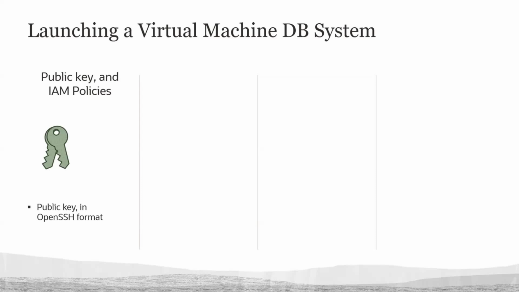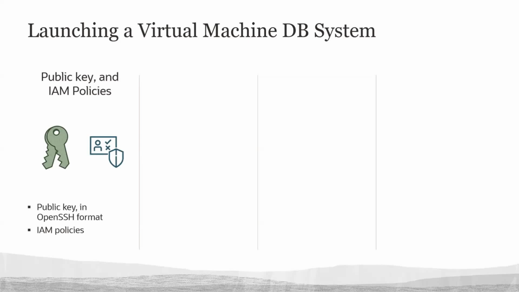Now, you may either create the key pair before you launch the database system, or you may use the wizard, and as part of the wizard, you may select to download the private key that's associated with the public key during the creation. The other thing you would need would be the IAM policies. This is required, as well as the need to make sure the tenancy has the necessary service limits to ensure that you use only what you're allowed to.